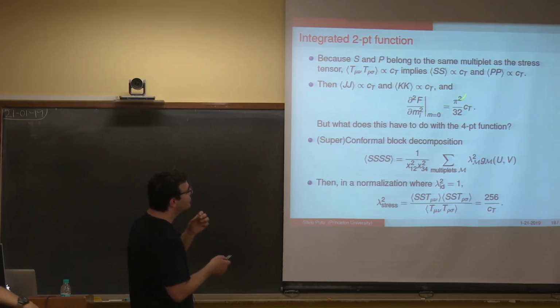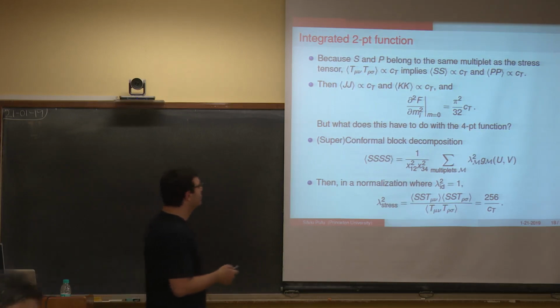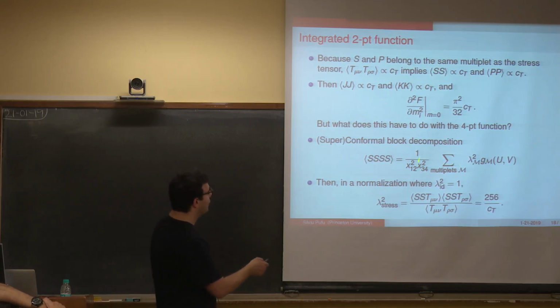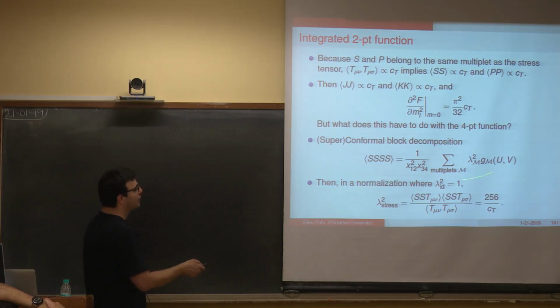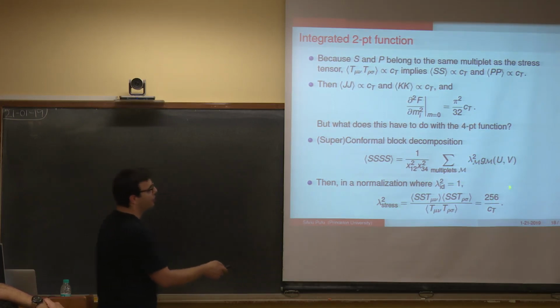Okay, how is this related to the 4-point function? Well, the 4-point function has a conformal block decomposition. So there's an overall prefactor and then a sum over conformal blocks with coefficients, OPE coefficient squared. In a normalization where the identity appears with coefficient 1, the OPE coefficient with which the stress tensor multiplet appears is inversely proportional to CT.